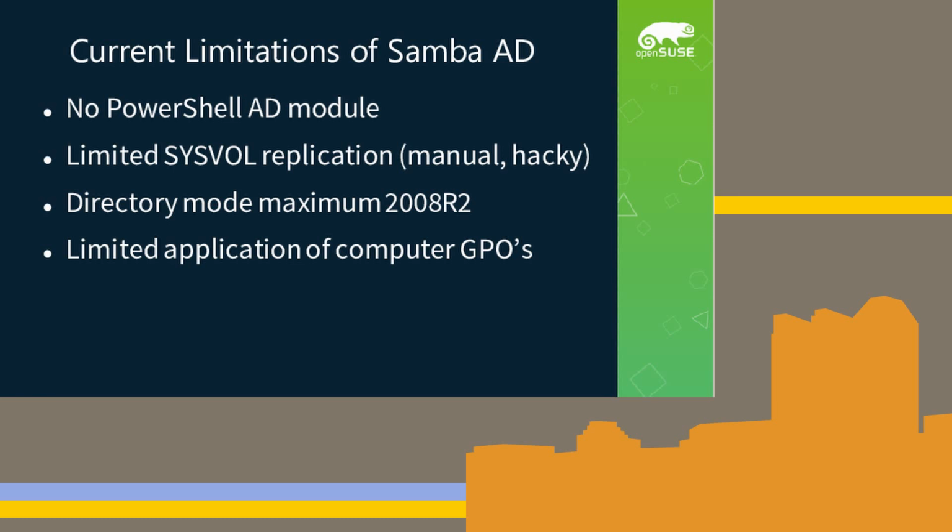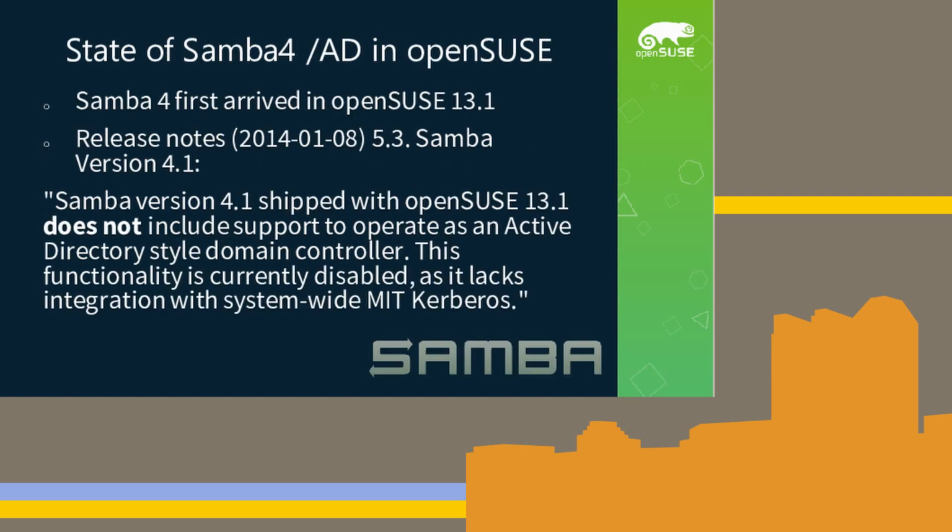The directory mode maximum right now is 2008 R2. So don't try to do exclusively directory mode 2016 and then just join your Samba AD to that. It's not going to happen, okay? And then we ran into some limited application of computer GPOs, and some of this had to do with the MIT Kerberos stuff too.